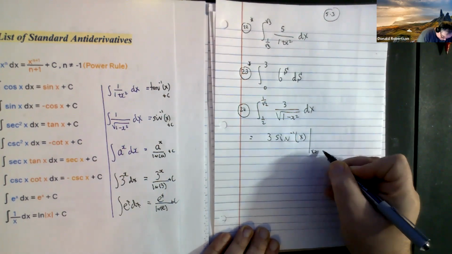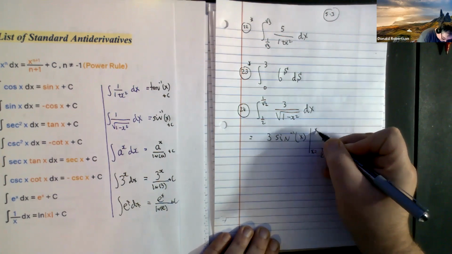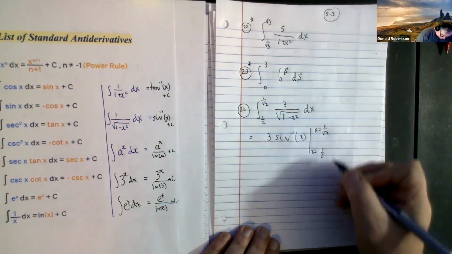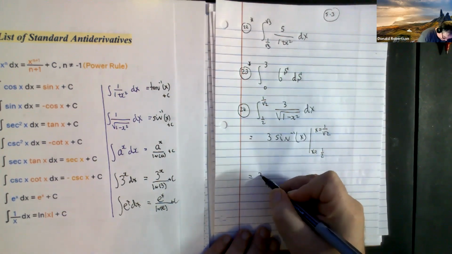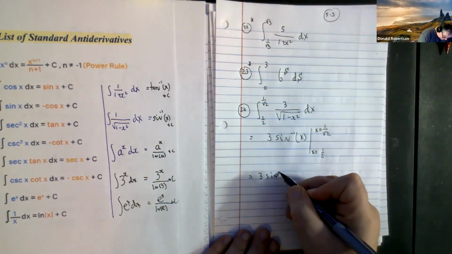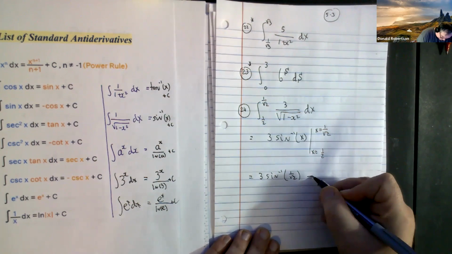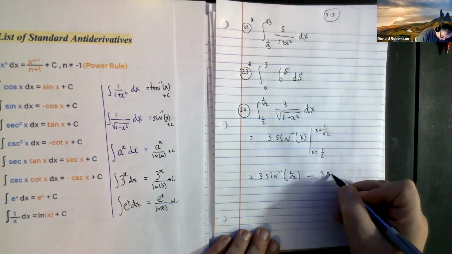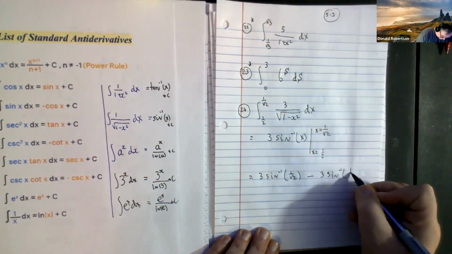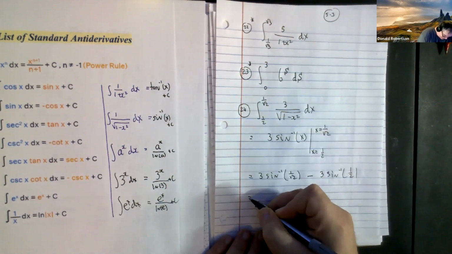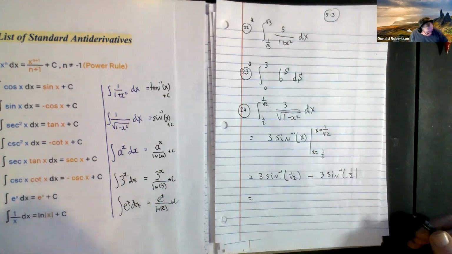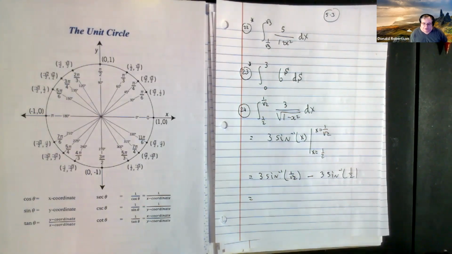And then we're going to have to evaluate it at 1 and at 1 over root 2. That's going to get me 3 inverse sine of 1 over root 2, take away 3 inverse sine of a half. And I need to find the exact values of them, which means I need to go to my unit circle. The inverse sine is a little bit easier.